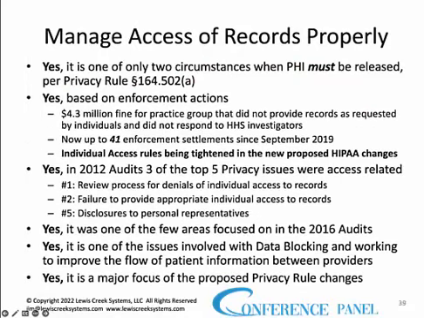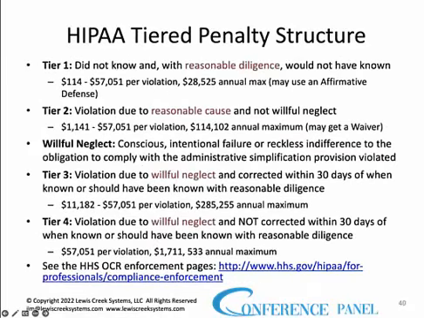So you want to manage the access of records properly because this is a key issue, okay? This is one of only two circumstances where the PHI must be released. The way the penalties work out is if you do your homework, you've got your reasonable diligence done, and still something goes wrong, well, that can start at $114. It can go up beyond that as well.